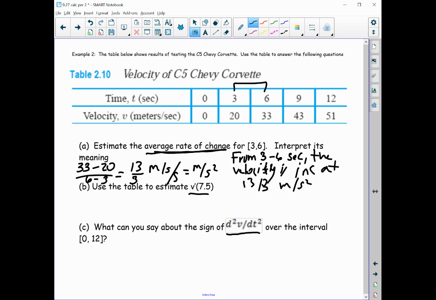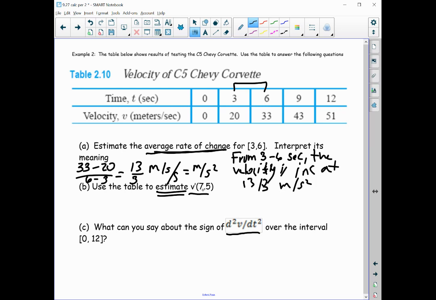Use the table to estimate v prime. Now, here is a key part from this example that I want to make sure you walk away with. It's asking me for the derivative. All I have are 5 points on this table, guys. There is no way I can do a limit. So if it asks you for a derivative, you know that's the IROC. In order to find an IROC, you would need to have a graph or an algebraic expression. We have neither here. We have a table. So the only thing we can do is estimate the IROC. So that's why it's using the word estimate.